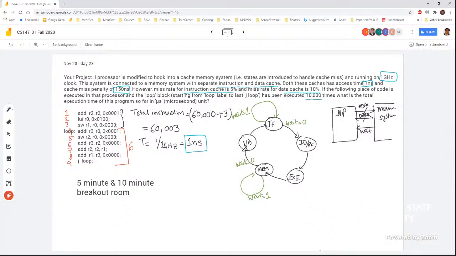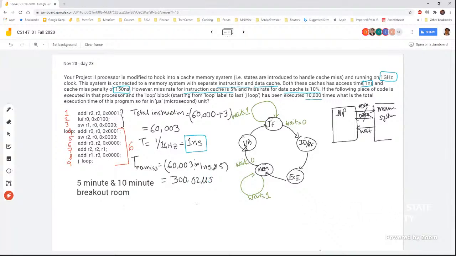So that means if there is no miss at all, the total time is 60,003 multiplied by 1 nanosecond and multiplied by 5, because it's a 5-cycle execution, which comes to about 300, precisely 302 microseconds.